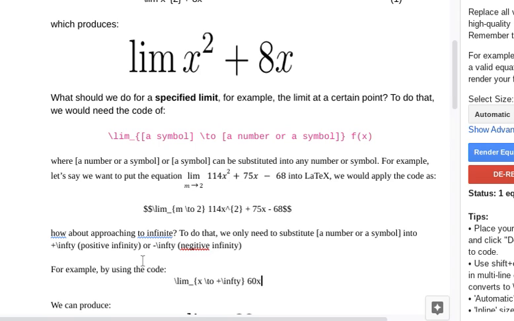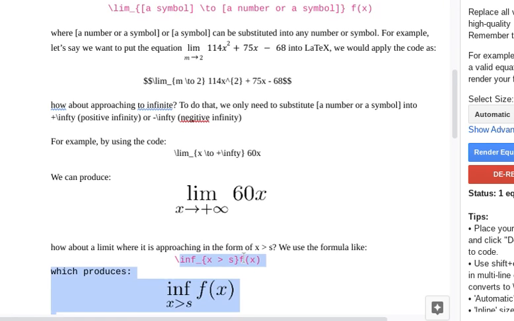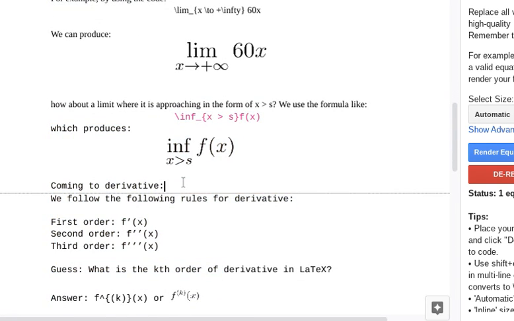How about we approach infinity? In this case, we only need to substitute a number or a symbol with positive infinity or negative infinity. For example, by using this code, we can produce this large thing. Now, how about a limit where x is approaching from the side where x is larger than s? We use a formula like this, which then produces this.